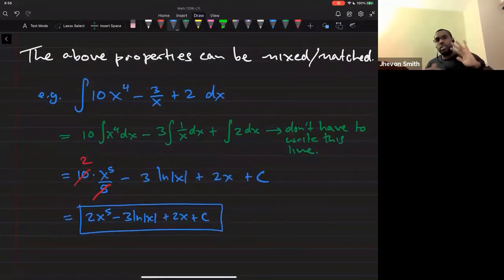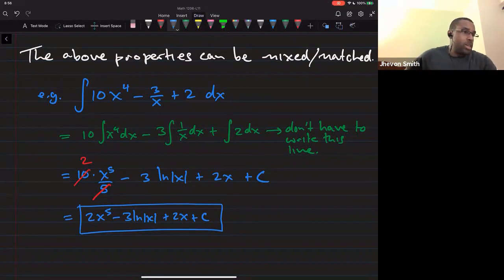So you can factor constants out while you're splitting things up, and that's okay. So computationally speaking, we can do that.